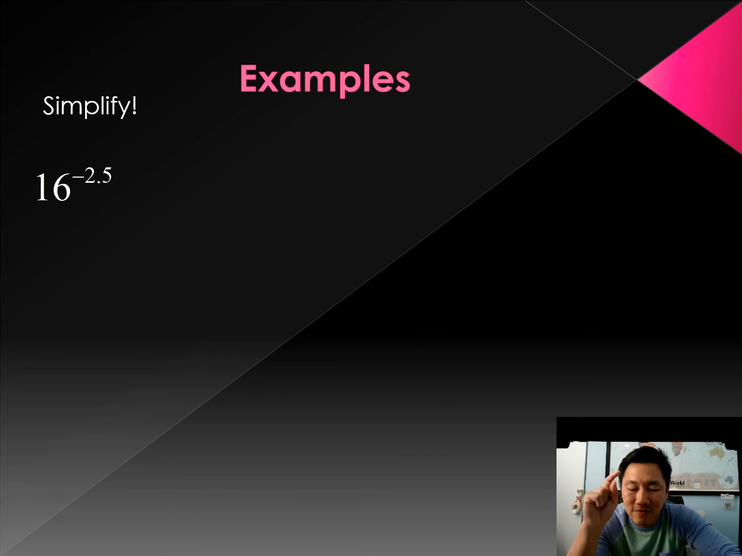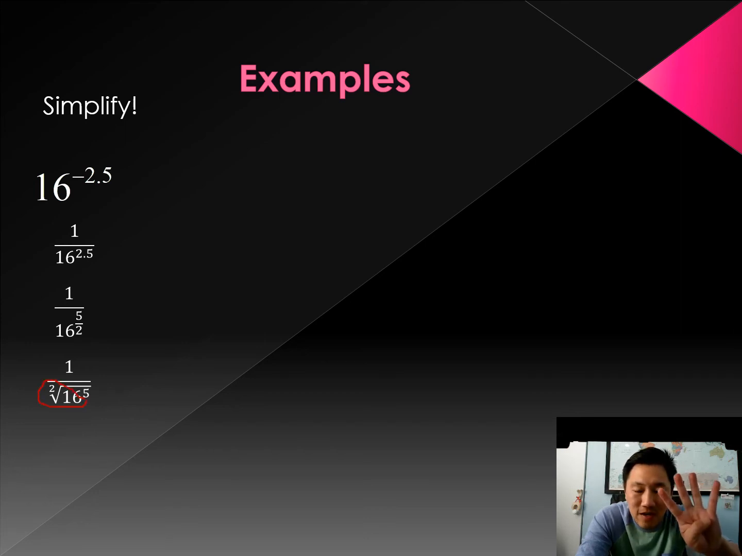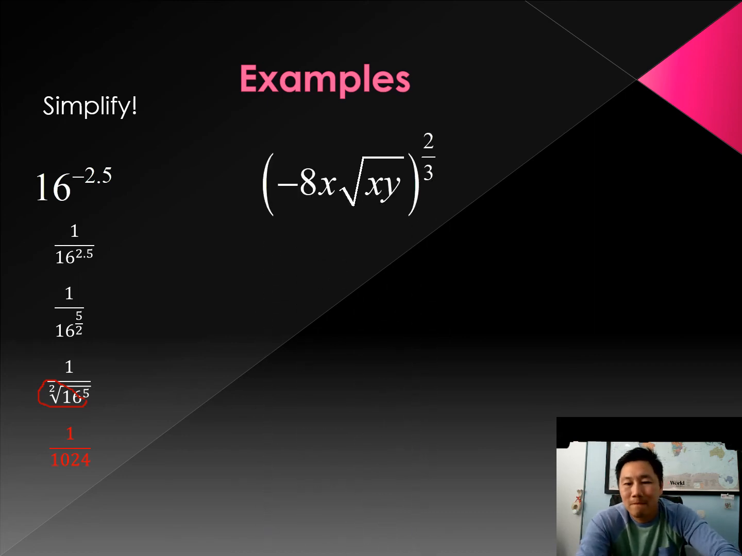Remember, when it's negative in the exponent, you just drop it down in the denominator. And then the 2.5, let's change it to a fraction. 2.5 is the same thing as 5/2. And then you have to change it to root form. And then you've got to evaluate the root. Square root of 16 is 4. And then 4 to the 5th power is 1024. So 1/1024.